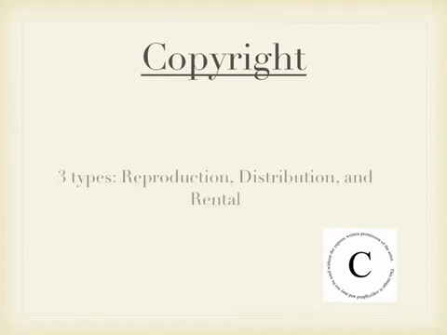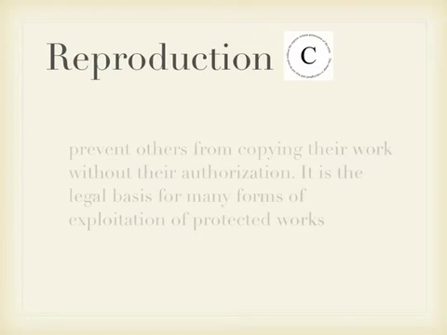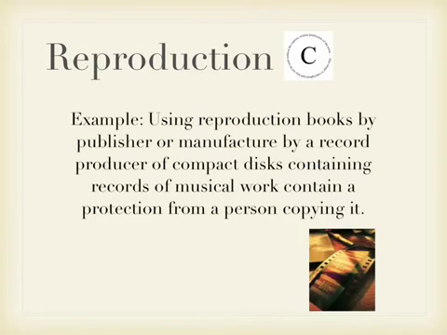And in copyright, there are three types: reproduction, distribution, and rental. Reproduction. This prevents others from copying their work without author authorization. It is the legal basis for many forms of exploitation of protected works. For example, reproduction of books by publishers or manufacture by a record producer of compact discs containing records of musical work, containing protection from a person copying it.